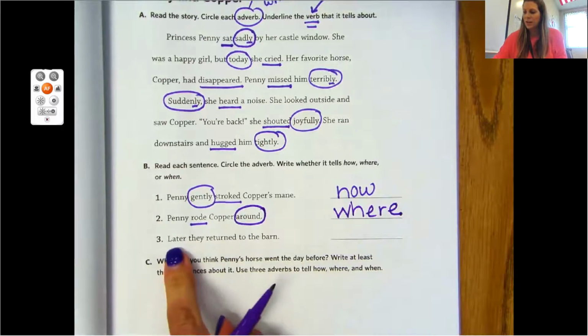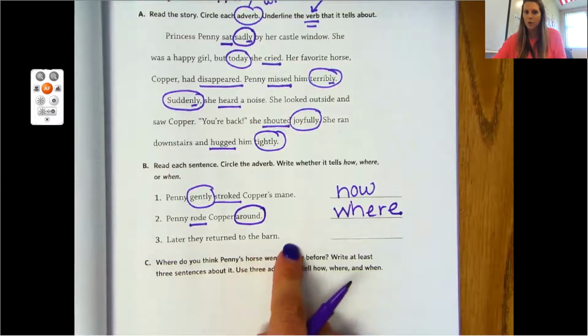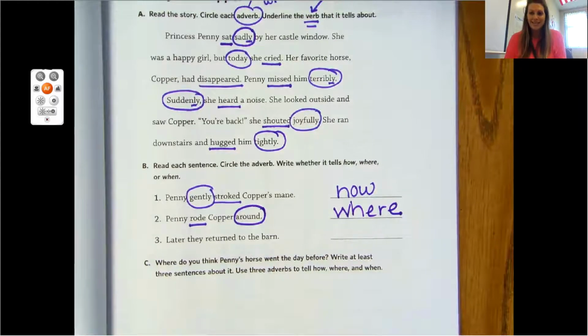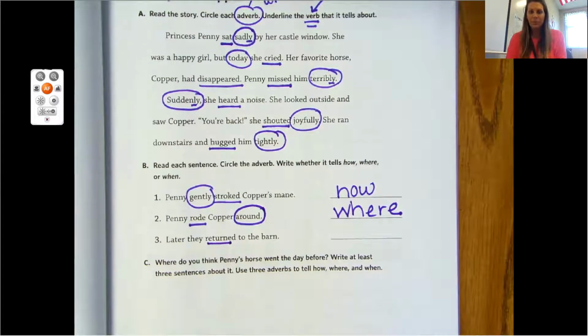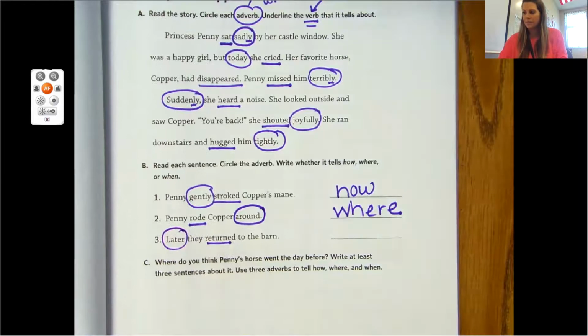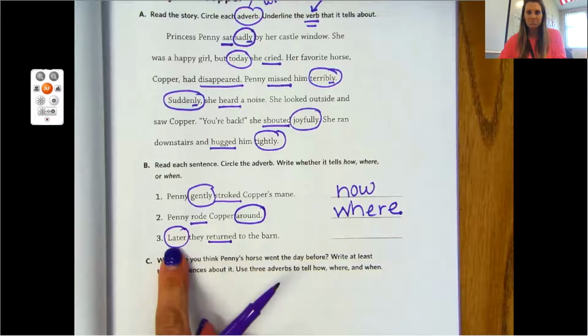And then our last one. Later they returned to the barn. All right, what is the verb? What's the action word? Underline it. Returned, right? What describes returned? What do you think the adverb is? Later, right? And does that describe how? No. Where? No. What does it describe? When?